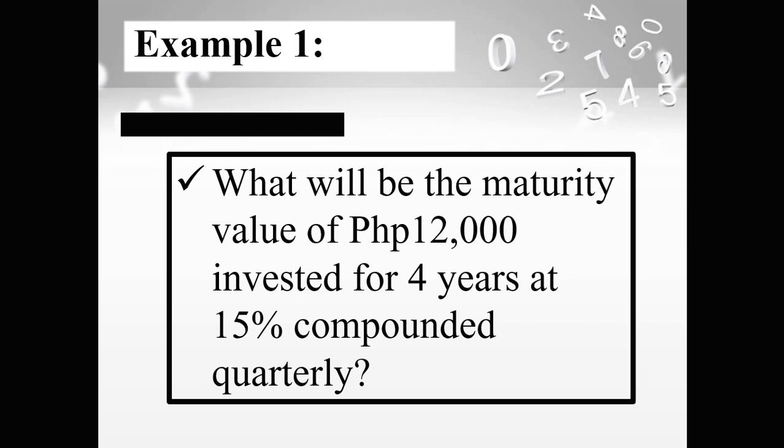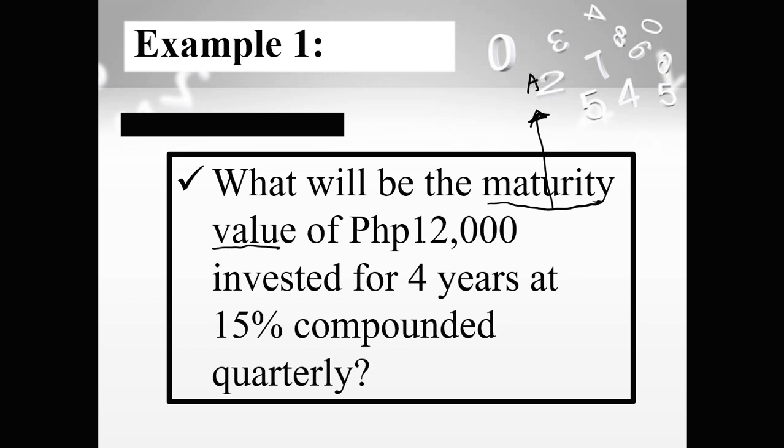Number 1. What will be the maturity value of 12,000 pesos invested for 4 years at 15% compounded quarterly? So before you answer the given question, of course, you need to write the given. Okay, so identify nyo po muna kung ano yung given and kung ano yung nawawala. Okay, so by this problem po, the question is what will be the maturity value? And when I say maturity value, it is also known as the future value. And it represents big letter A.